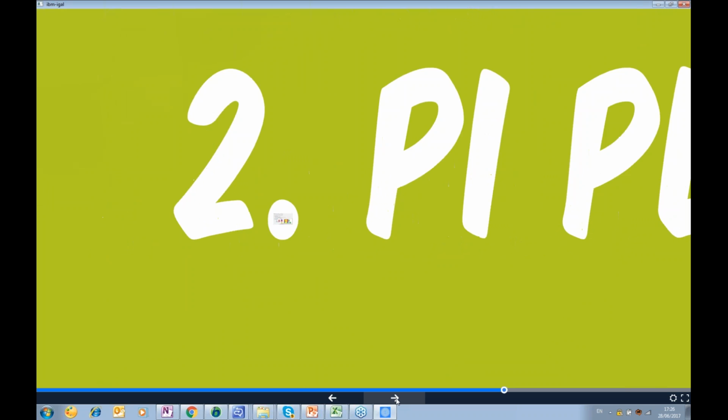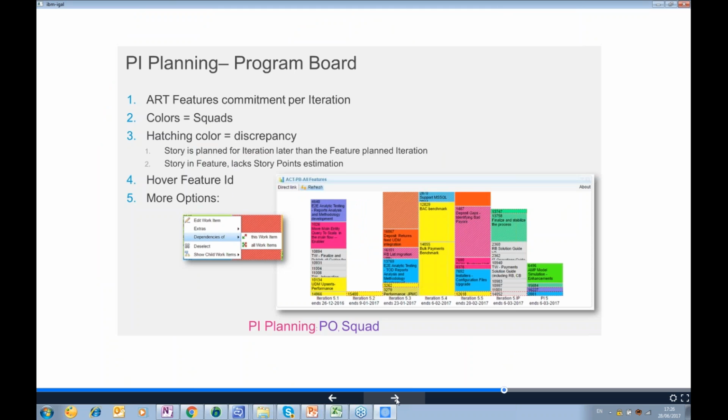Okay, let's go to the PI planning. So what you can see here is actually the board for the PI planning. The different colors are related to the different teams. So the colors are the squads.